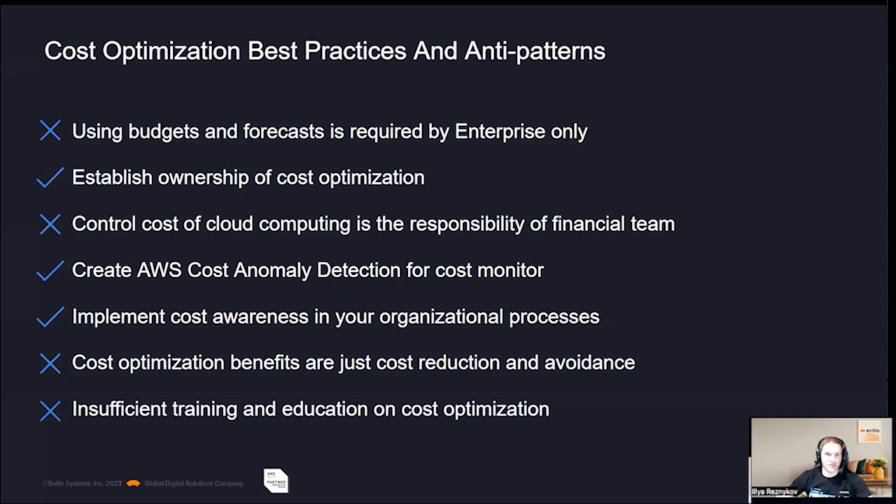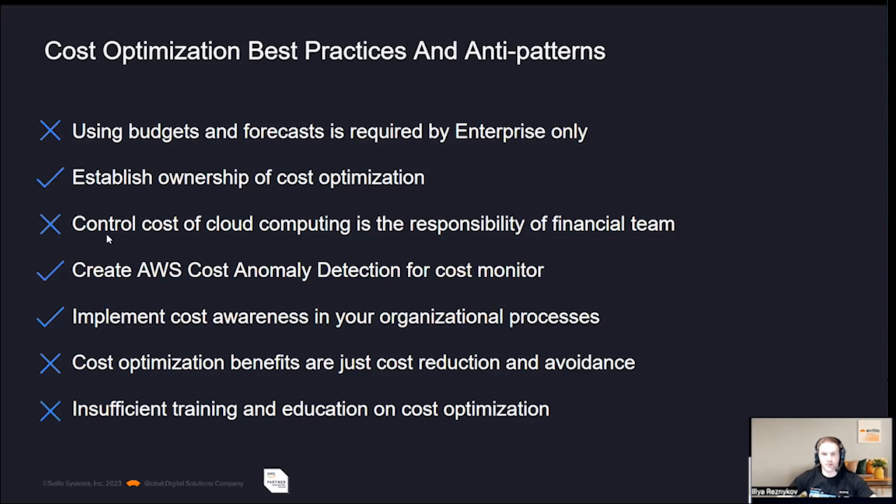Okay, well, I see that all best practices are checked, so thank you for that. First one, using budget and forecast is required for enterprise only. Well, sorry, it's also a bit of a weird question, because budget and forecast should be used for any workload. From my own experience, I didn't set a budget for a quick check of some features, and I forgot about these resources, and then at the end of the month I was a bit surprised by the bill on my personal account.